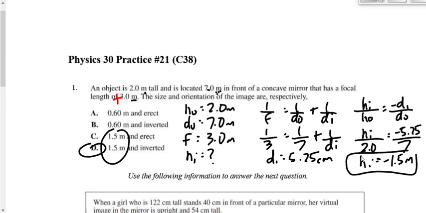Now, the other thing you could have recognized is that this DI tells me that I have a real image, right? And a real image, if you remember the patterns, is always inverted, and a virtual image is always right side up. Whether we're talking about curved lenses or curved mirrors, it doesn't matter.